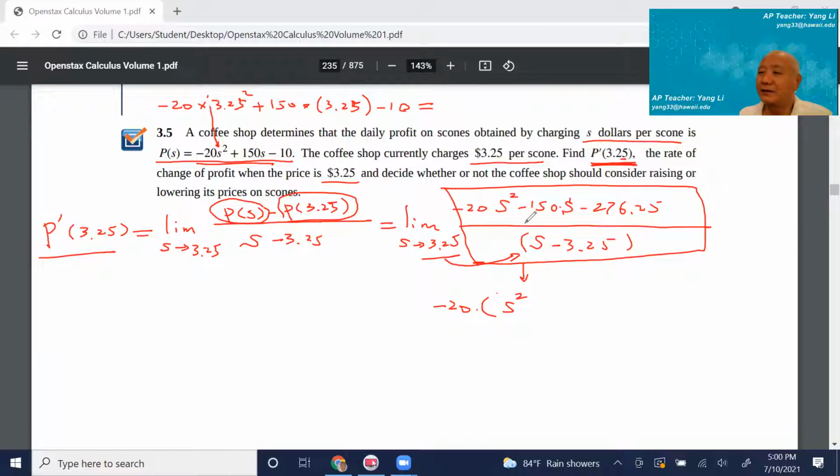This one negative out already. So you use the 150, simply divided by 20, you get 7.5. So minus 7.5 S, okay? This is S, like this. And then this negative also out, so you get a plus again. So what do you use? Same thing. How do you get this one? You use 276.25 divided by 20. You can get this number. So 276.25 divided by 20, you will get what?